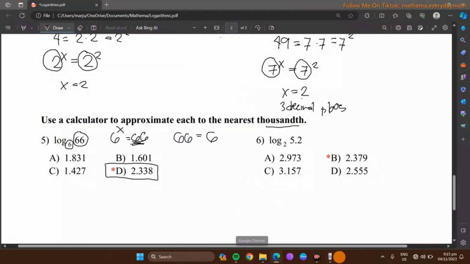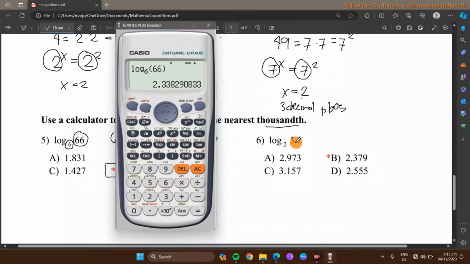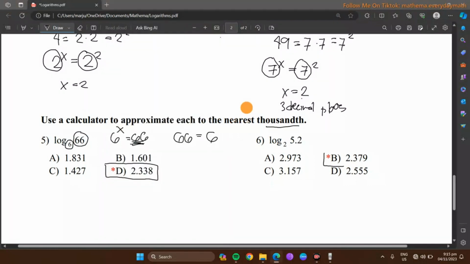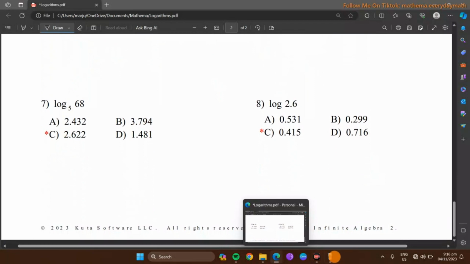The same is true with number 6. So we have log of 5.2 with base 2. Once we click equals, that will give us 2.379. Alright, 3 decimal places. So after 8 is 5, so that will become 9. So we have 2.379 as our answer. Let's have number 7 and 8.